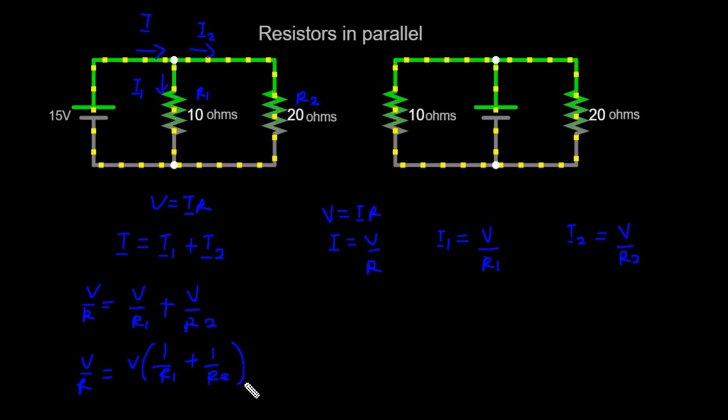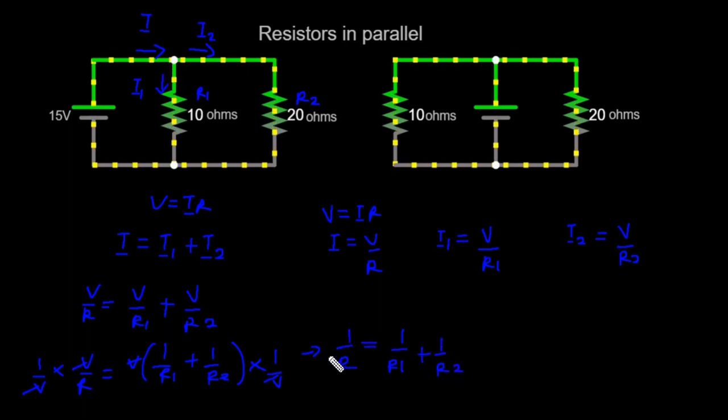Now I want to get rid of the voltage here, so I'm going to divide both sides by V, that is, multiply by 1 over V. When I do this, we can get rid of the voltage. At the end, we have 1 over R, that's the total resistance, equal to 1 over R1 plus 1 over R2. This is the formula that we use to calculate the total resistance for resistors in parallel.